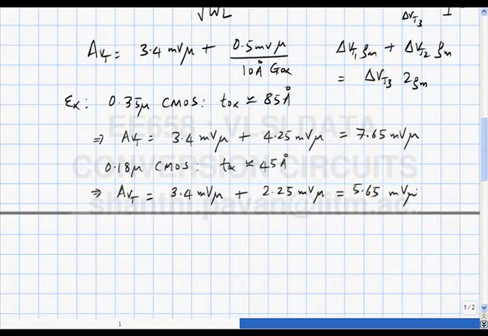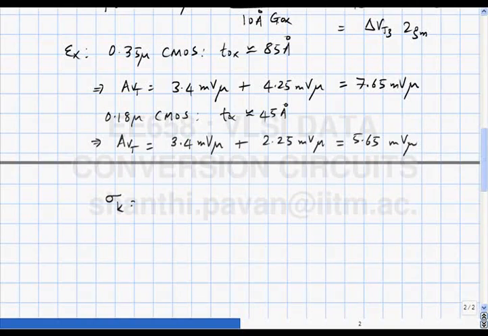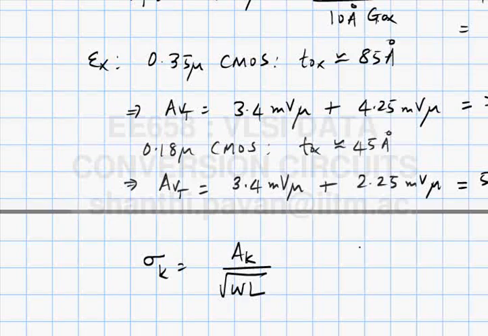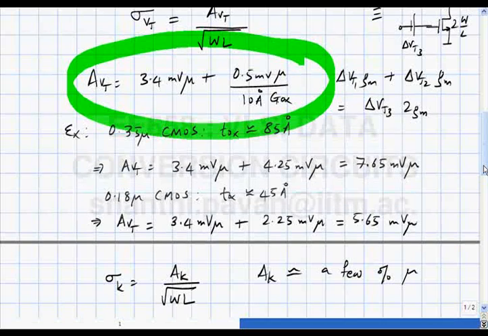Once AVT is known from the fab, the fab will also give you AK. Sigma K is of the form AK again by square root WL, and AK typically is of the order of a few percent micron. So anyway, does this explain why the oxide thickness, why this trend towards reduced AVT when the oxide thickness is made smaller? That should explain why the trend is there.